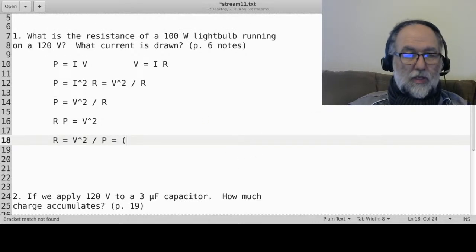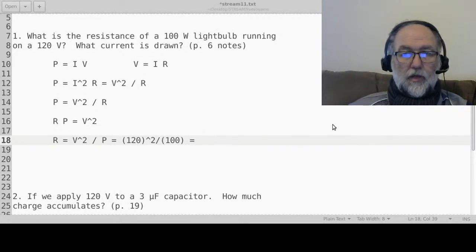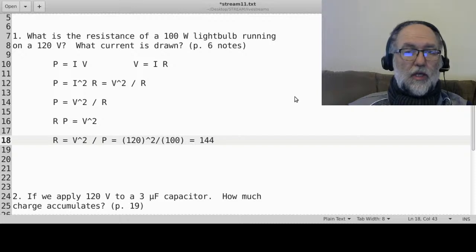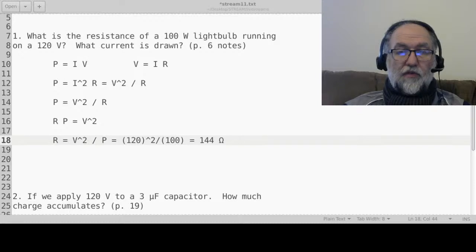The voltage was 120 volts, and we square that. Everything's in MKS. The power is 100 watts, and remember, a watt is a joule per second. Let me use my calculator, divided by, turns out to be 144. And what are the units? Because everything was in MKS, that's going to be in ohms. Okay, so there we go. There's our first question, which was for the resistance.